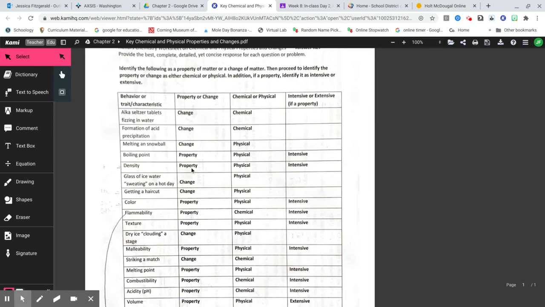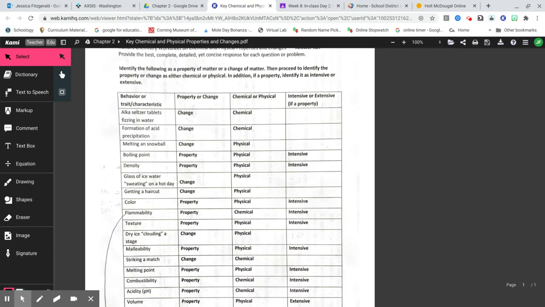Density is also a property because it's describing your matter or classifying your matter. It is physical and it's intensive because it's not describing how much you have, but a specific characteristic. Density is unique for each substance.